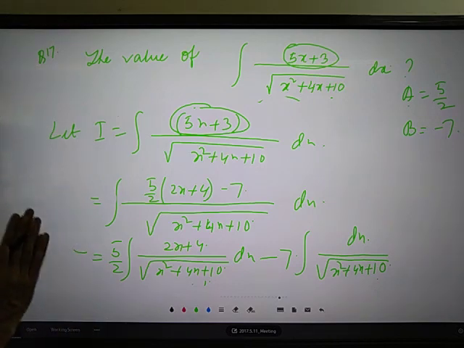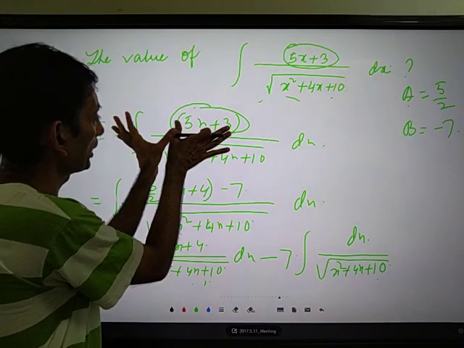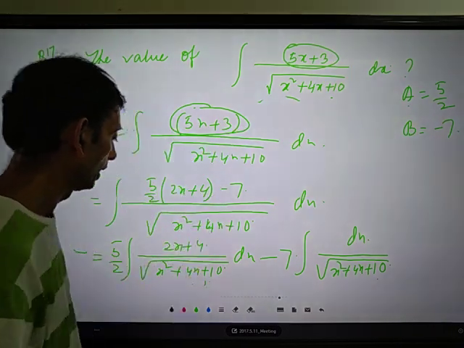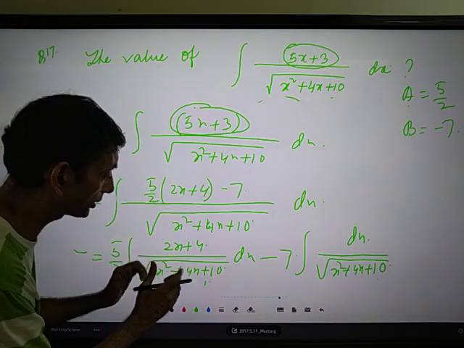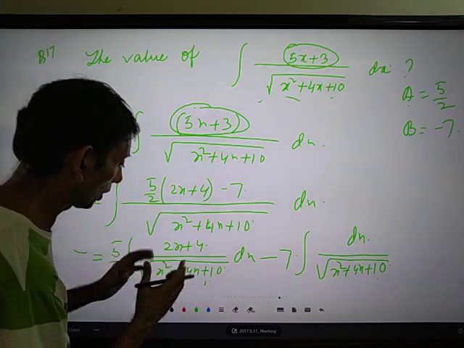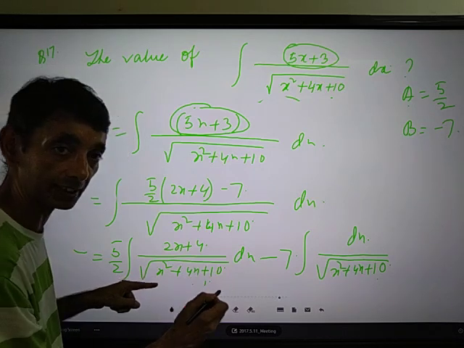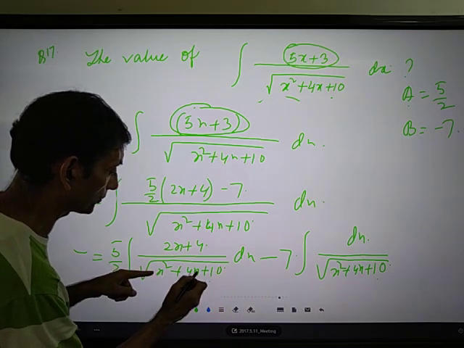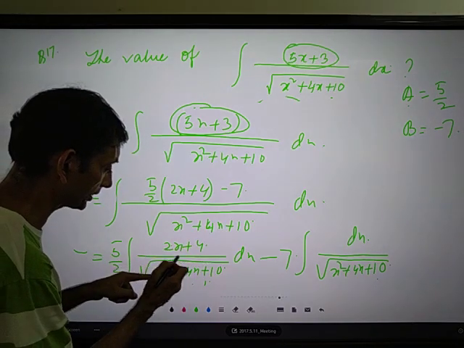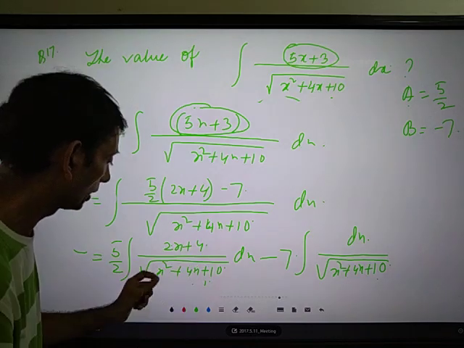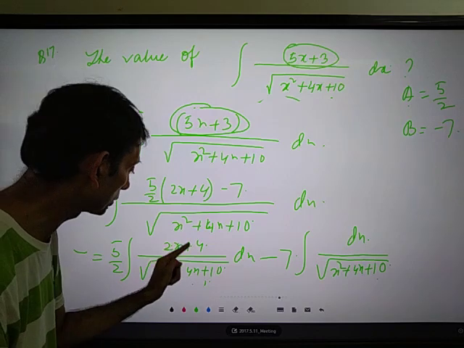Now let's go for the first integration. Let's see how to integrate this and what is the benefit of manipulating 5x plus 3 in this form. For this type of question, the first integral can always be solved by the method of substitution, because if you substitute x squared plus 4x plus 10 as t, then its differentiation is twice x plus 4, since the differentiation of x squared is twice x and of 4x is 4. So this will be t, this will be dt, so dt by root t.